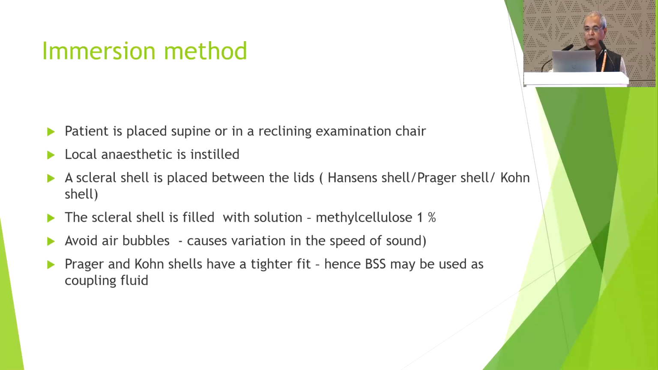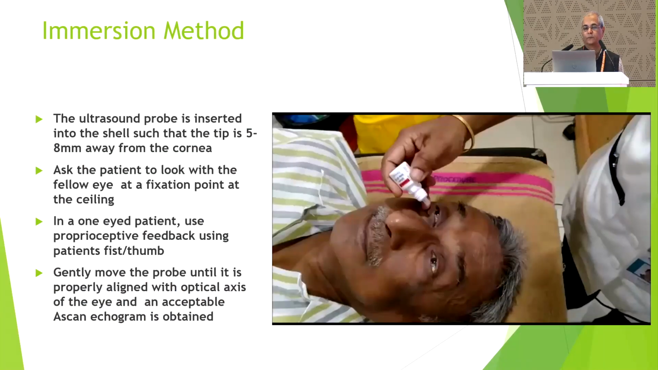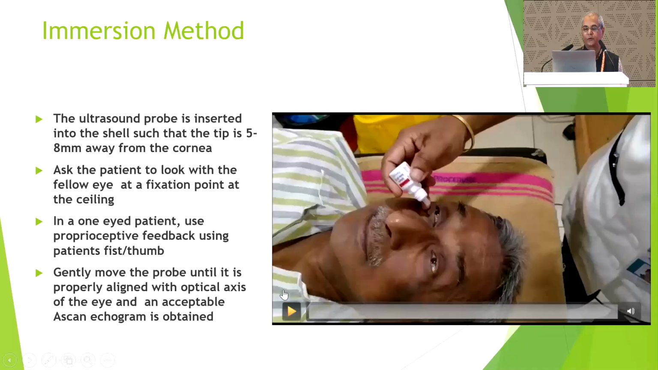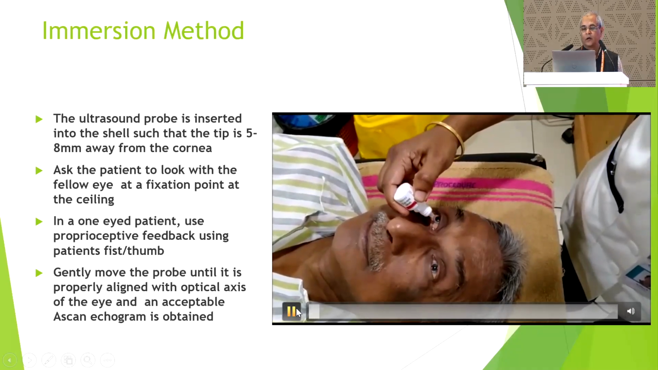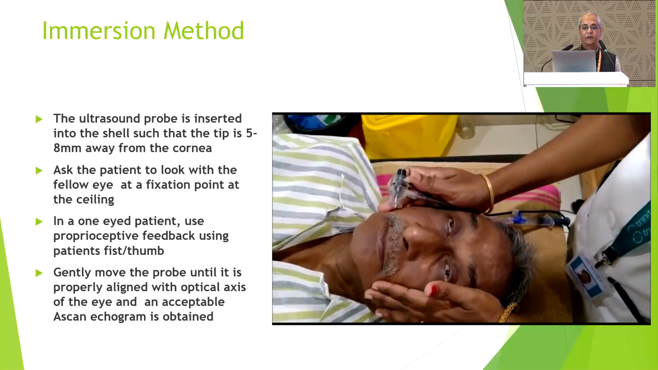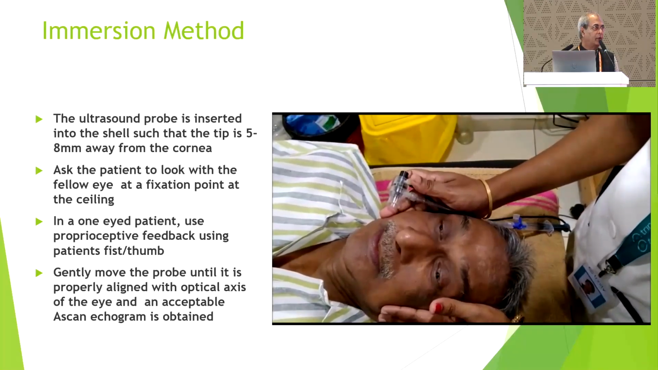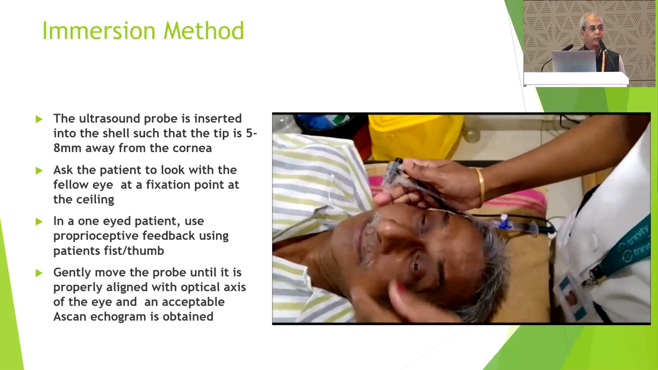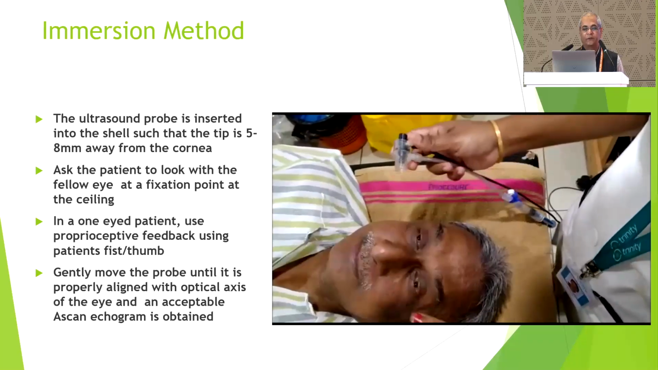So immersion is still very important, because most of the time the optical biometer cannot take care of hard cataract or media opacity. In that case we have to come back to immersion, and it has very good results also. This is a small video showing the immersion, how to do it. The ultrasound probe is inserted into the shell such that the tip is almost 5 to 8 millimeter away. So there is no compression or fluid interface in between.